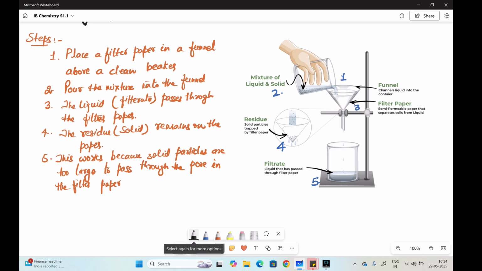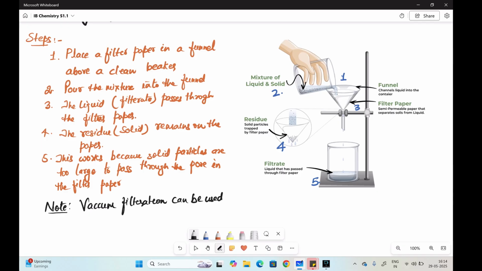Let me write a few note points. So first, vacuum filtration can be used for fine solids that clog filter paper under gravity filtration.